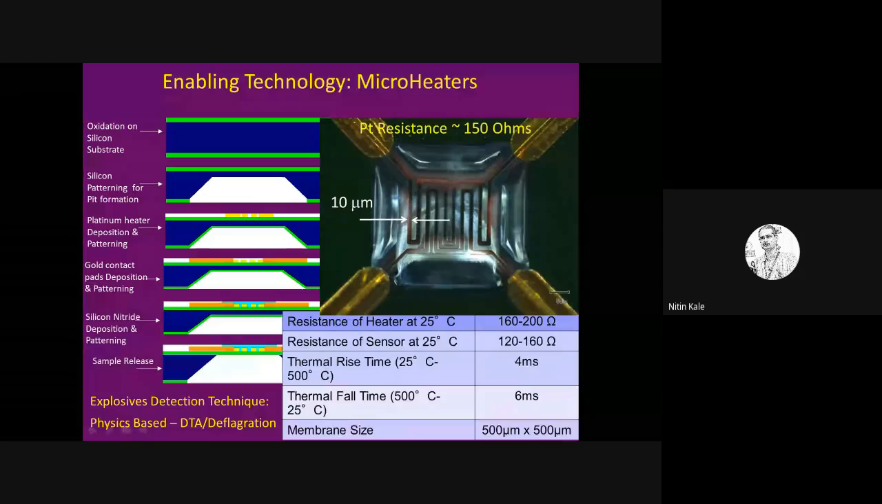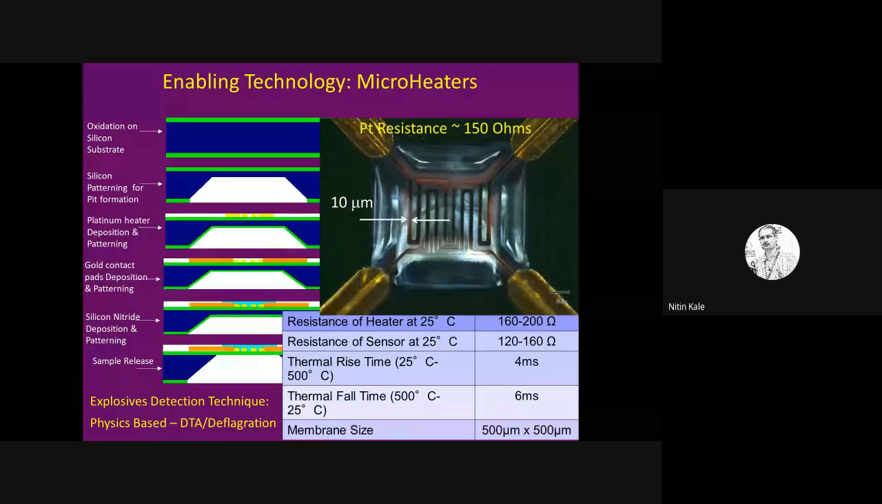So if you apply a voltage to the heater part, a current will flow, typically a few milliamps, and that is going to heat up the microheater. From room temperature to 500 degrees Celsius, it takes about 3 to 4 milliseconds, and it cools down equally fast. In about 5 to 6 milliseconds, it will come back to room temperature.